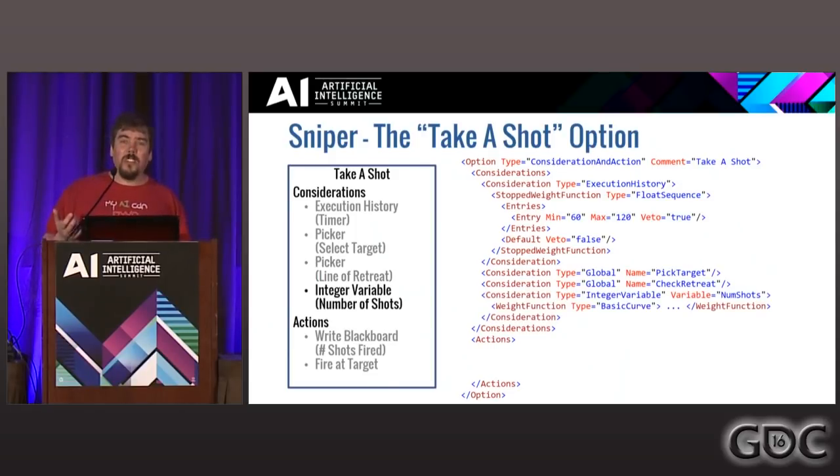And last but not least, I'm going to use an integer variable consideration. This just looks on the blackboard for a variable named numshots, which should be an integer. And then it's going to pass that integer into a basic curve. The basic curve is going to transform that integer into something that decreases the priority of this option as the number of shots increases. Right? So that's how I try and decrease priority with each successive shot.